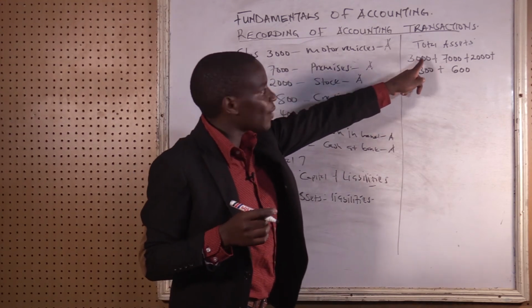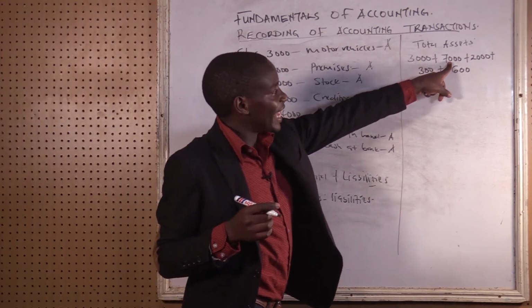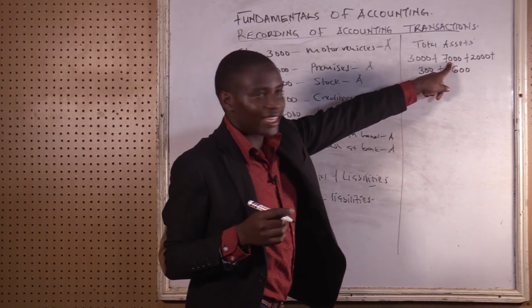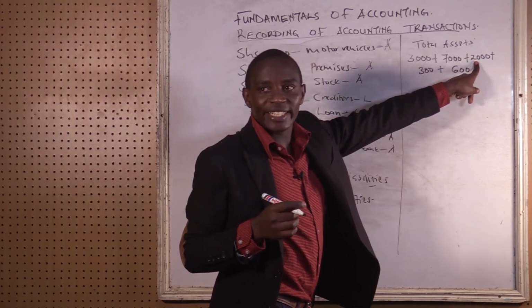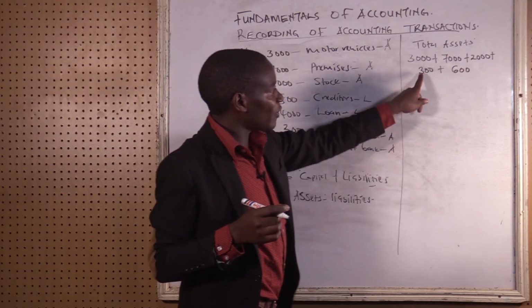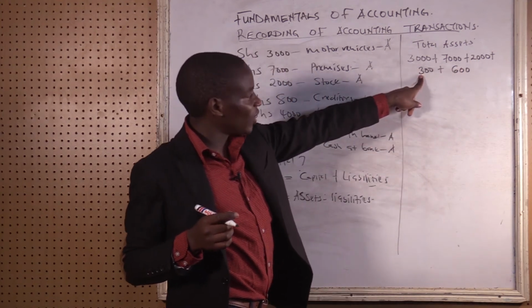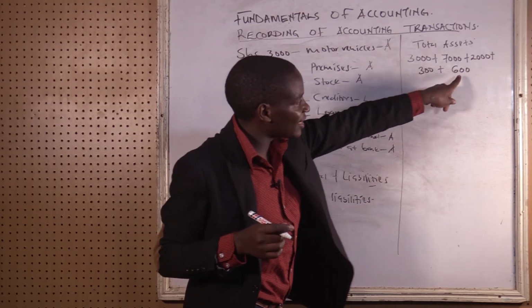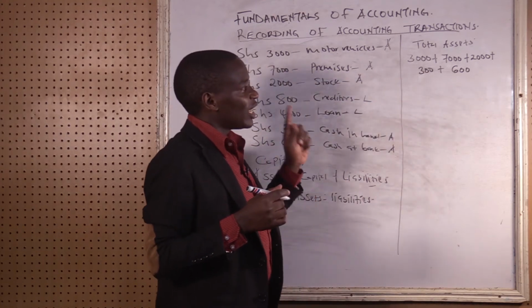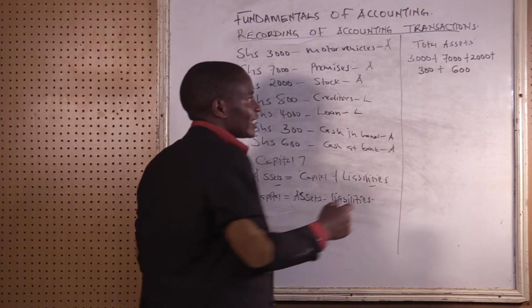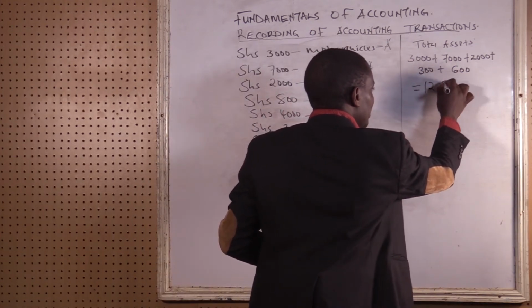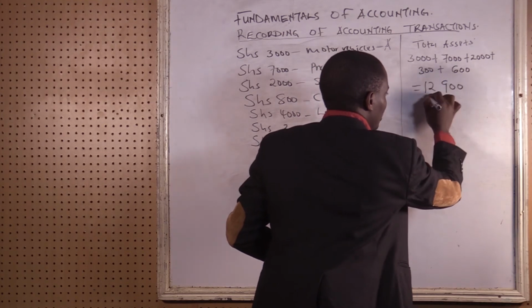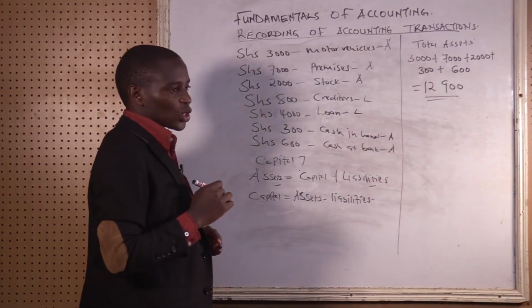This is 3,000 plus 7,000. That is from your calculators. What do we get? That is 10,000. 10,000 plus 2,000, we get 12,000. 12,000 plus 300 plus 600, we get 12,900. So our total asset is 12,900 shillings. That is our total assets.